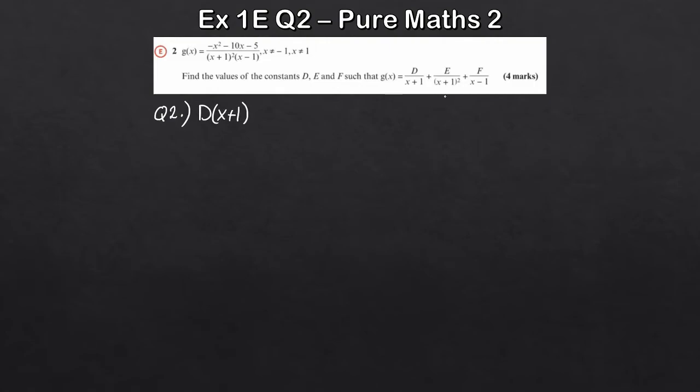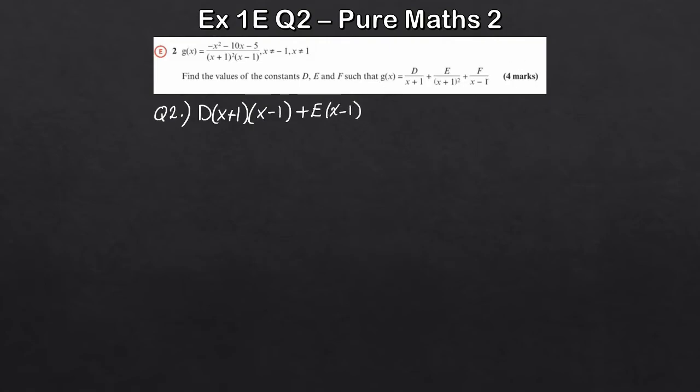Notice under the e here, the denominator is x plus 1 squared, so we need to times it by x plus 1, and the denominator of f, underneath the f, is x minus 1, okay? So that's d. For e then, notice you've already got the x plus 1 squared, so you don't need any more x plus 1s. So what do I need left now to get it over a common denominator? We need the x minus 1. So x minus 1 there.